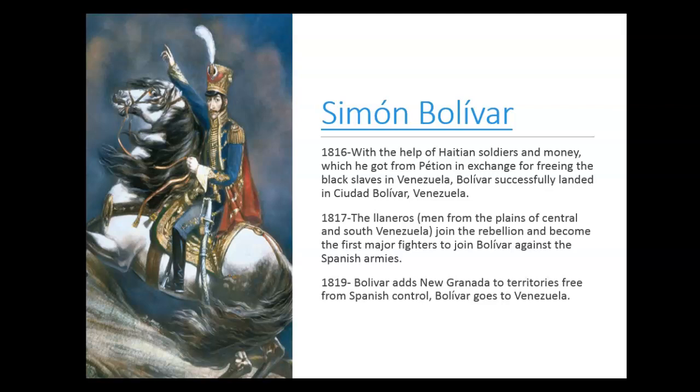In 1817, the Llaneros, men from the plains of central and south Venezuela, joined the rebellion and became the first major fighters to join Bolívar against the Spanish armies. Then Bolívar also had the support of blacks and even of Creole elites. Bolívar even had some interesting British and Irish mercenaries fighting for him.